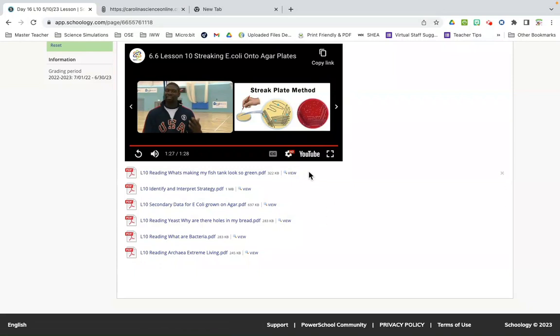One is about algae growing in a fish tank, which is a single-celled organism. You can talk about yeast, which is what we use in bread to make it. Yeast is a single-celled organism. You can read more about bacteria, and then you could read about bacteria that live in very extreme conditions, like at the bottom of the ocean or near volcanoes. So what you want to do is pick one of those, download it, send it to Notability, and then highlight information that would answer one of these questions.